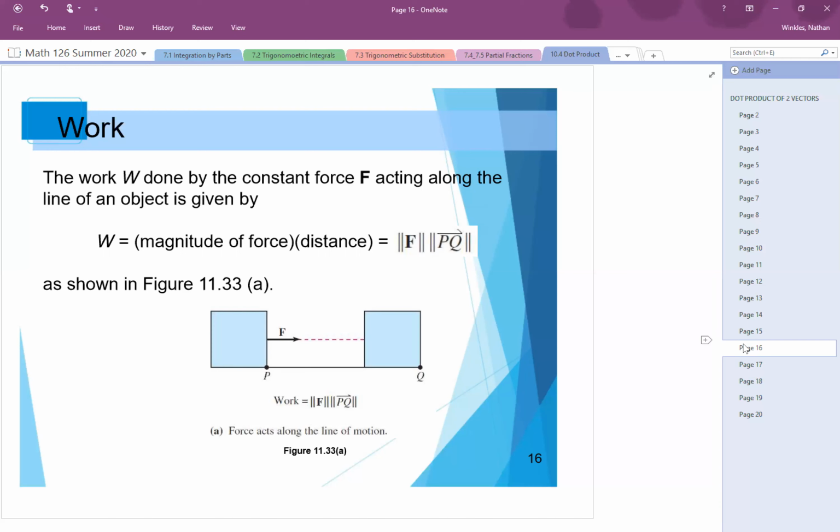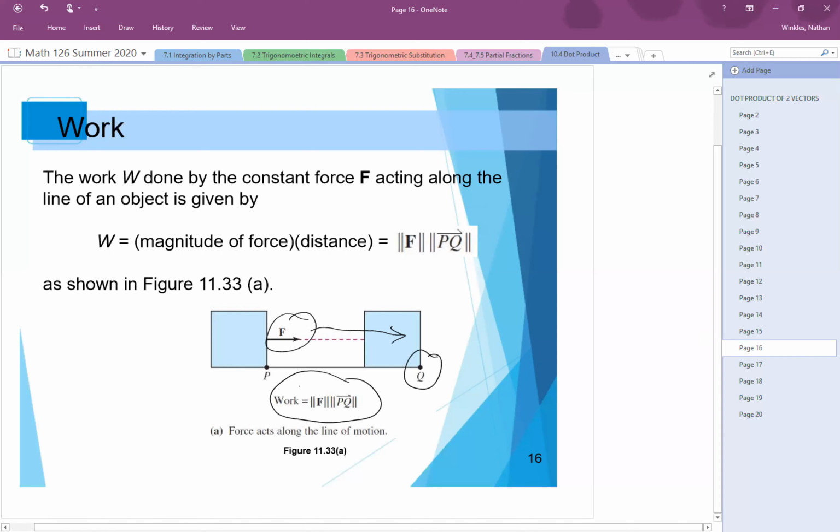So if we take this box at point P and move it with a force F over here to get to Q, we're using this much work to get it there. Think about trying to move a sofa or a refrigerator. There's a certain amount of work you have to do in order for it to begin to move. And in this case, we're moving it along a flat line.